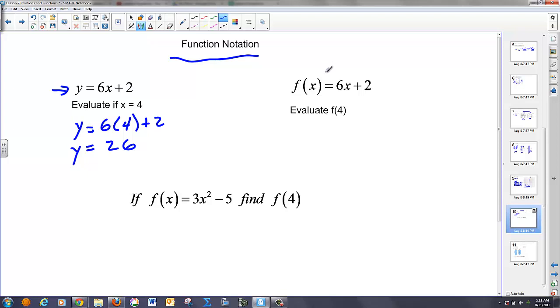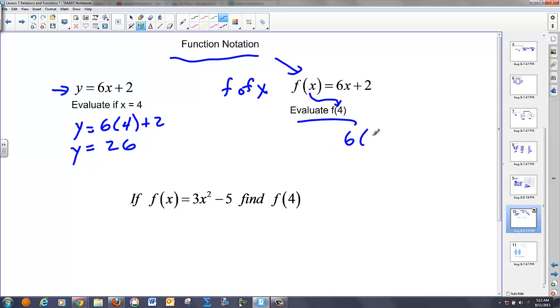Now over here, this is what we call function notation. We read this term as f of x, or the function of x. In other words, whatever it's equal to is in terms of x. And it says evaluate f of 4. Notice what I've done. Rather than saying f of x, I now say f of 4. So I've substituted 4 for x, which tells you that in this equation, I need to substitute 4 for x.